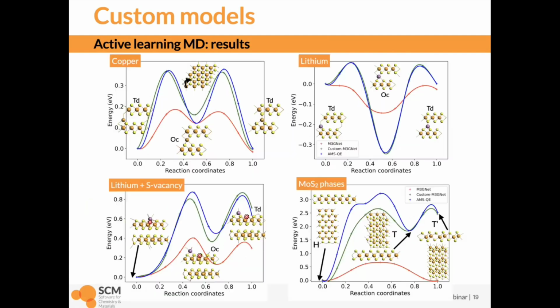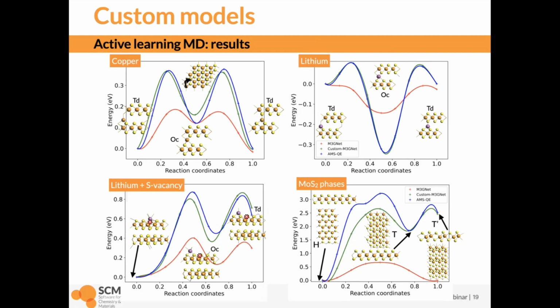I have some more examples that I've done myself, which are not documented. Here I was interested in looking at ionic diffusion in MoS2. I've trained copper diffusion and lithium diffusion in MoS2 with a vacancy, and also looked at the different MoS2 phases. MoS2 can exist in 3 different phases: H, T, and T prime. If you take M3GNet, it doesn't know any of those. It only knows the H phase.